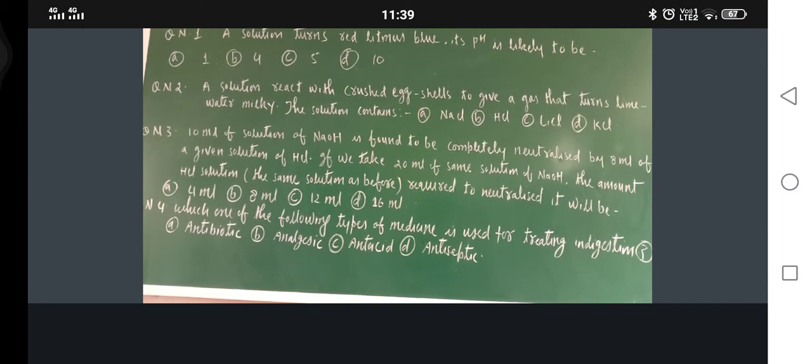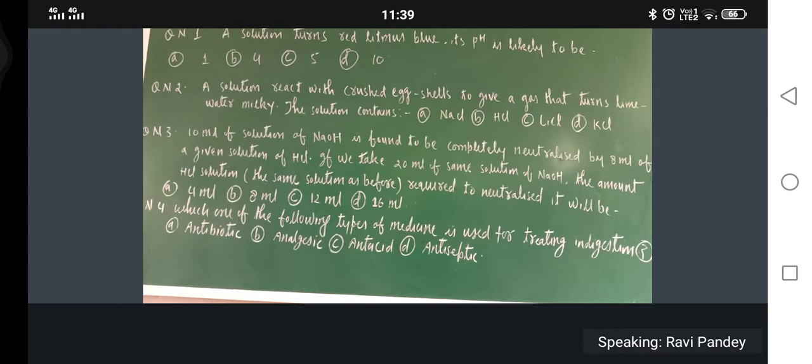A solution reacts with crushed egg shells to give a gas that turns lime water milky. The solution contains 1 NaCl, 2 HCl, 3 LiCl and 4 KCl. So just see, very simple thing is there. Do you know the outer covering of egg is made up of calcium carbonate? Calcium carbonate, and calcium carbonate, that is basic substance.